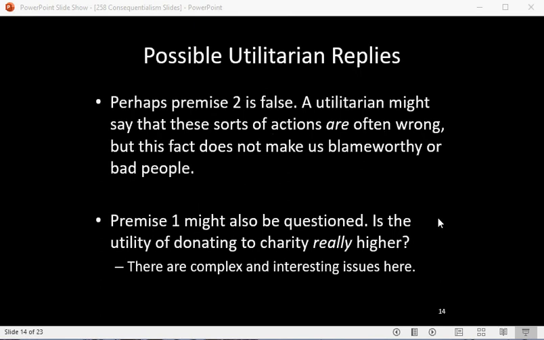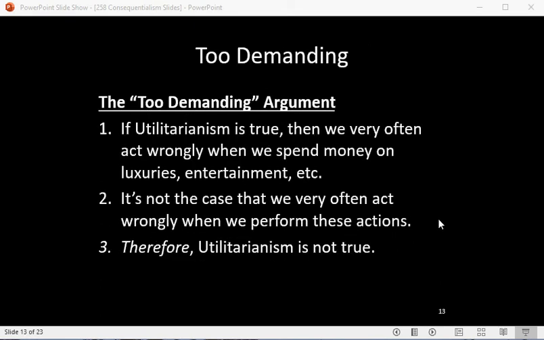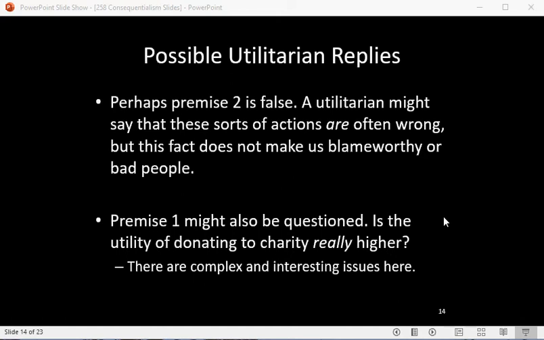There are some ways in which utilitarians can respond to this. Take a look at premise 2. Premise 2 says it's not the case that we often act wrongly when we perform these actions. So premise 2 is basically saying, no, we do the right thing when we're spending money on ourselves. Well, utilitarians could say that that's false. They might say that these sorts of actions really are morally wrong because we could be doing better. But there is a difference between evaluating your action as a wrong action, on the one hand, and evaluating you as a bad person or a blameworthy person, on the other hand. So utilitarians can claim that these actions are wrong, but that doesn't imply that we ought to say that the people who perform them are blameworthy or bad people. I leave it to you to think about if this is a good objection. On the other hand, if we have a lot of people who are always doing the wrong thing, why should we say that they're good people, right?